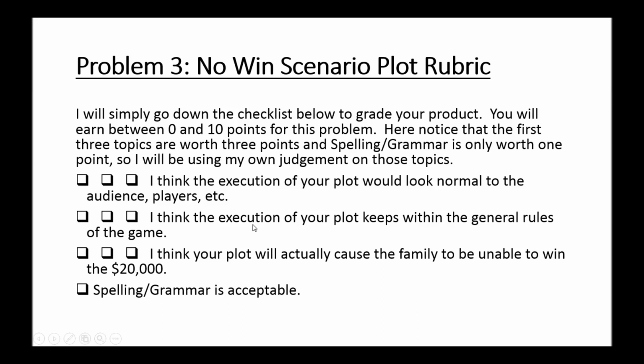And then third, equally as important, I think your plot will make sure that the family cannot win $20,000. They do that, you execute this plot, then there's no way for the family to win $20,000. If I'm just pretty sure they won't be able to win, maybe I'll give you 2 of these points. If I think that I could win $20,000 while your plot's in action, I'll give you 0 of these points, all right? So these are the 3 things you need to balance for this last one, and then finally that your spelling and grammar is acceptable.